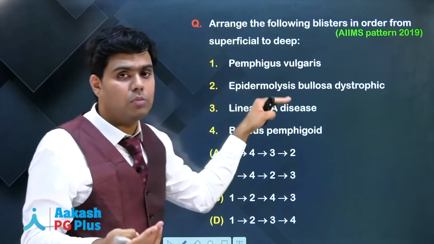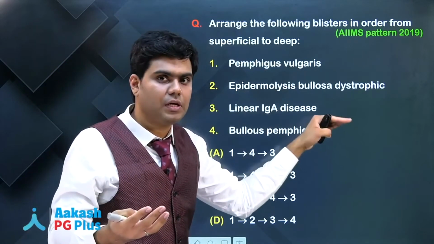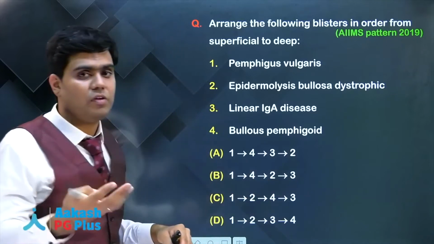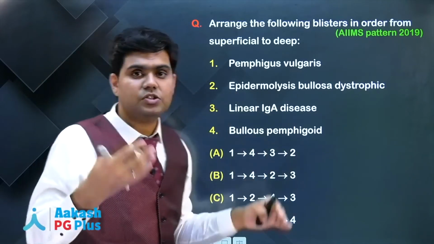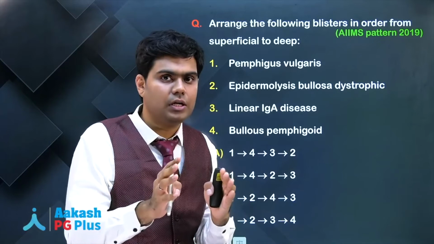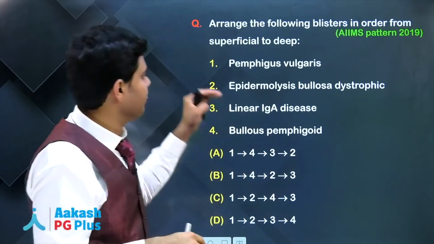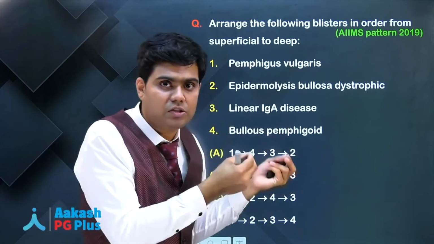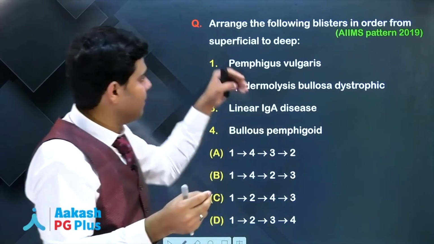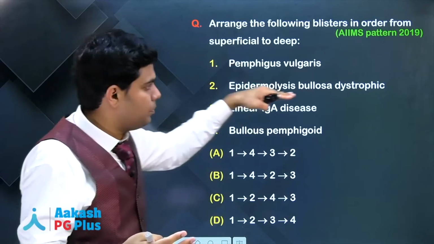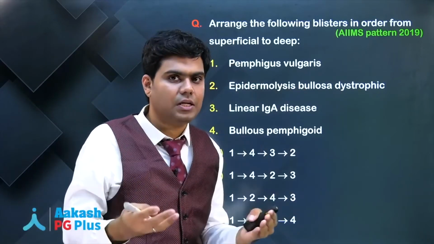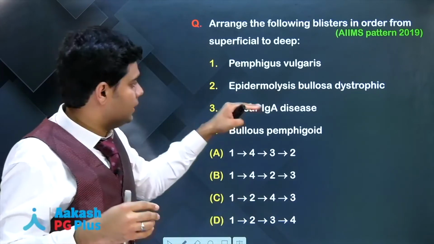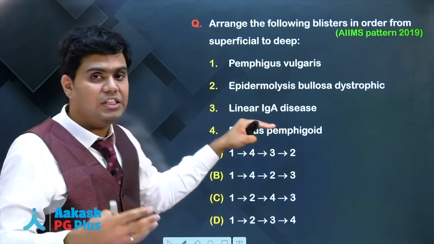The other option is epidermolysis bullosa dystrophic. What does it mean? It is a genetic disorder that I have told you, presents in children and infancy, right? So epidermolysis bullosa dystrophic in fact presents at birth. It is a genetic disorder, not an immunobullous disorder. Pemphigus is immunobullous, epidermolysis bullosa dystrophic is a genetic disorder, right? The other disorder is linear IgA disease.